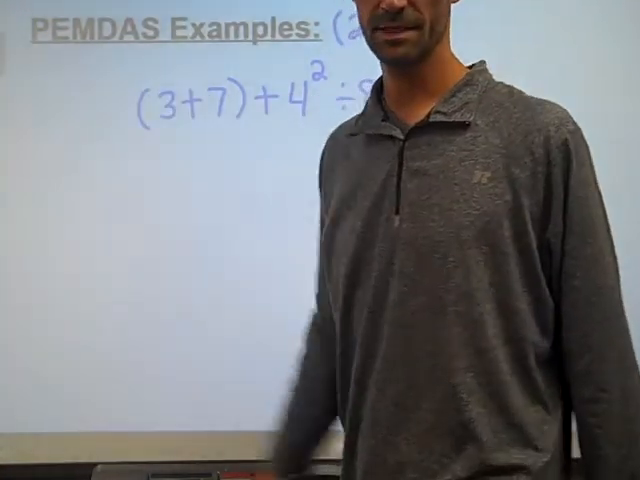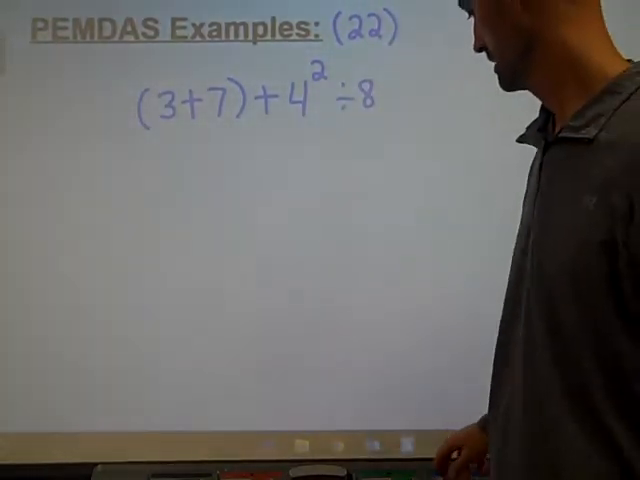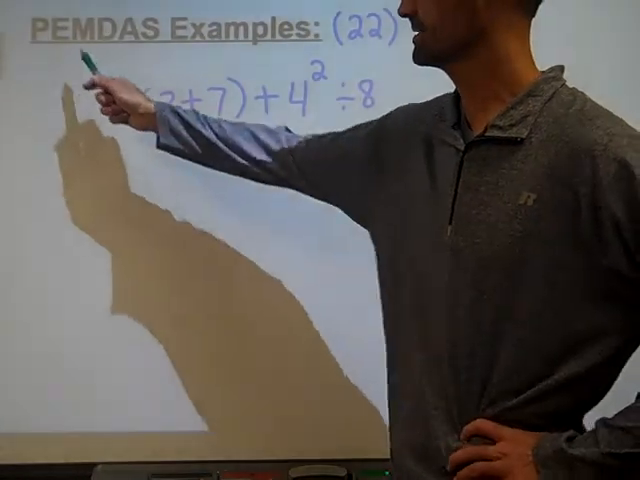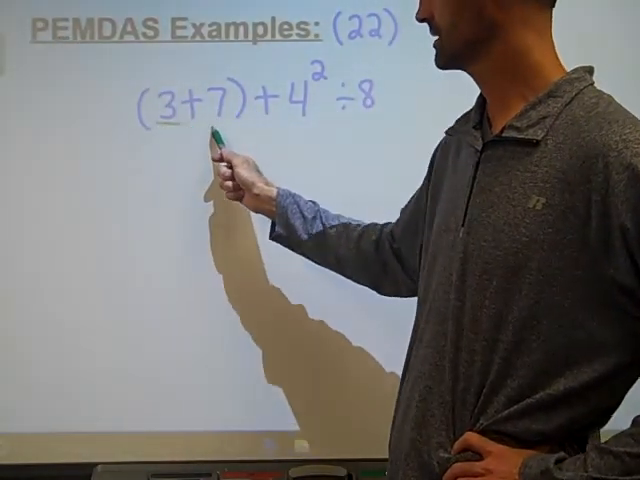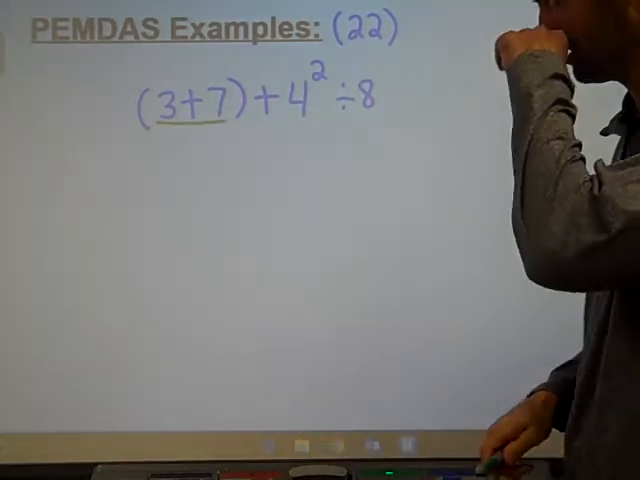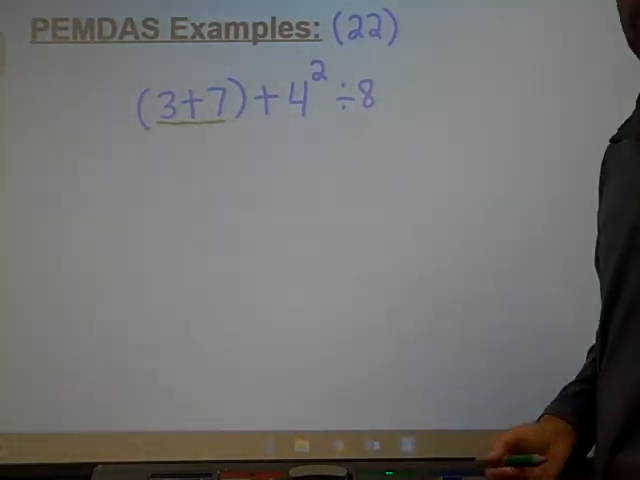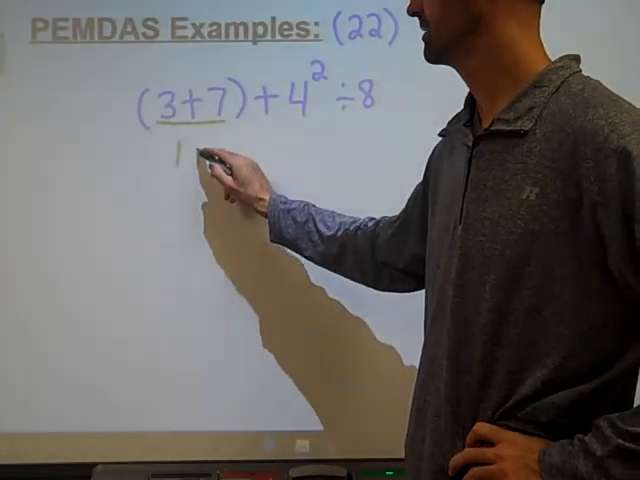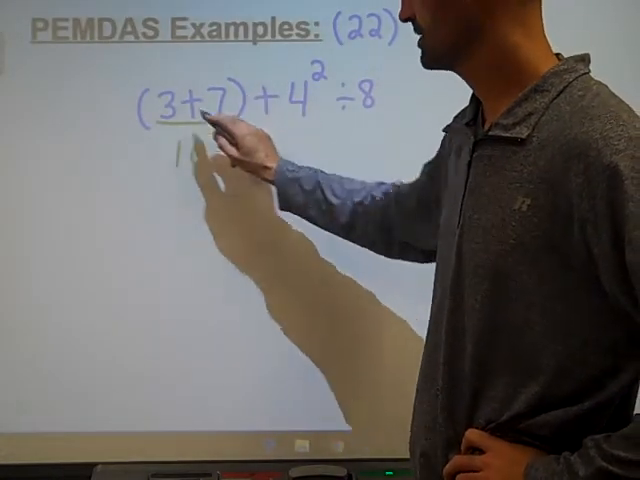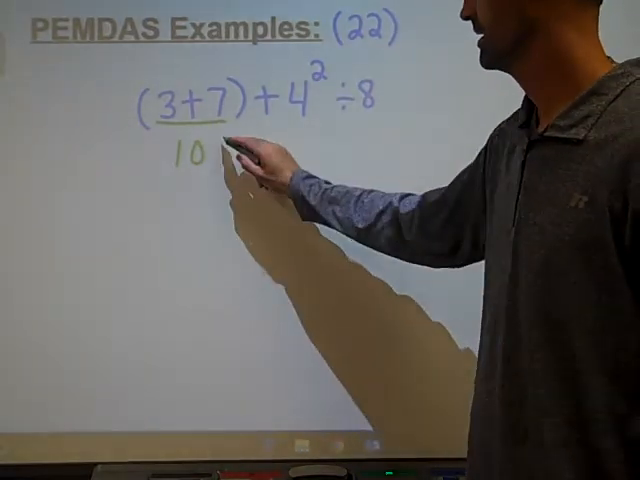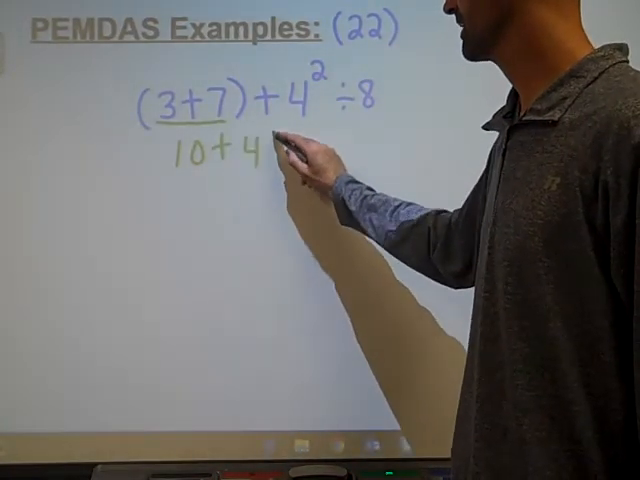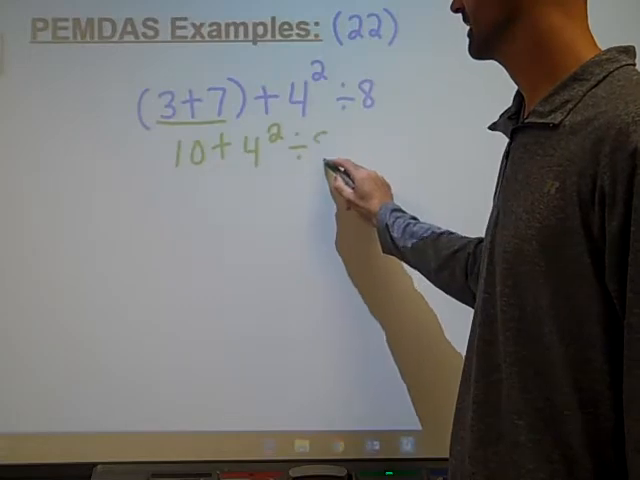Do we have parentheses? Yes. And inside the parentheses, are there exponents? Nope. There's only one thing to do. So I'm going to do 3 plus 7. 3 plus 7 is 10. I can drop the parentheses because there's nothing more to do inside. And then carefully copy everything else as it is.